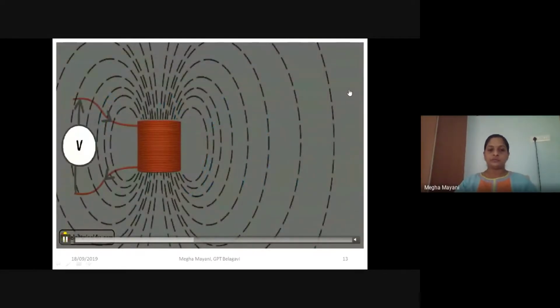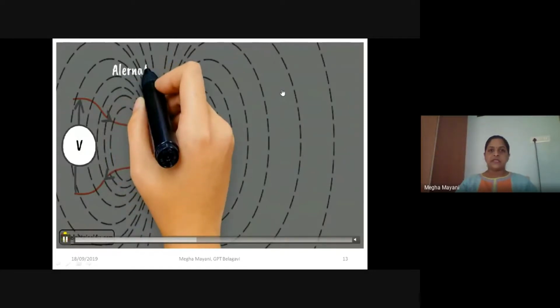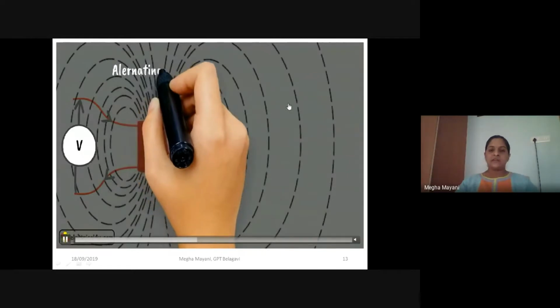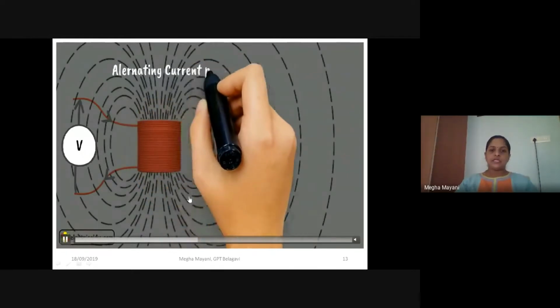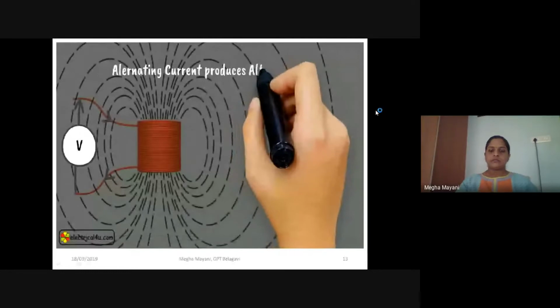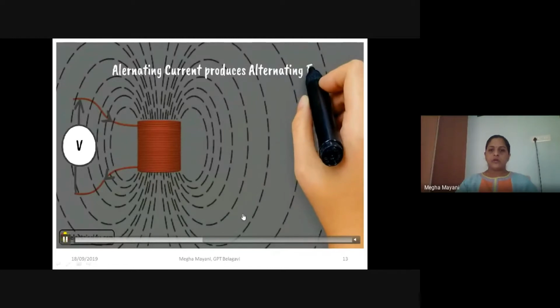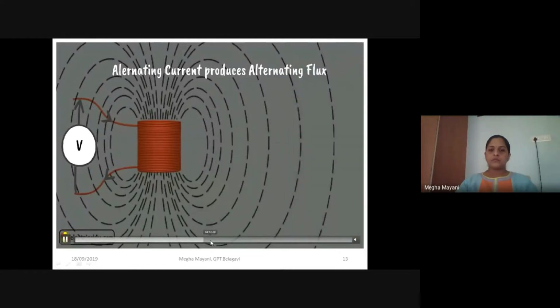Now if you look at the coil we have considered, where the alternating supply voltage is connected, then the flux produced is shown here. Okay, alternating current produces alternating flux.